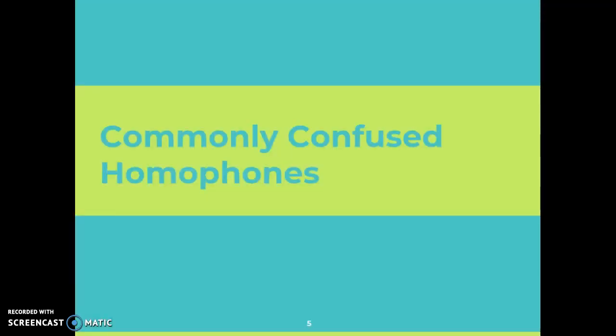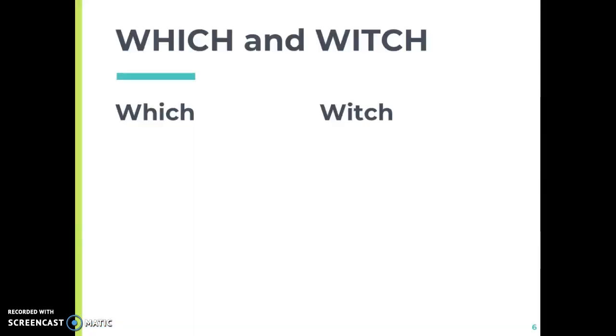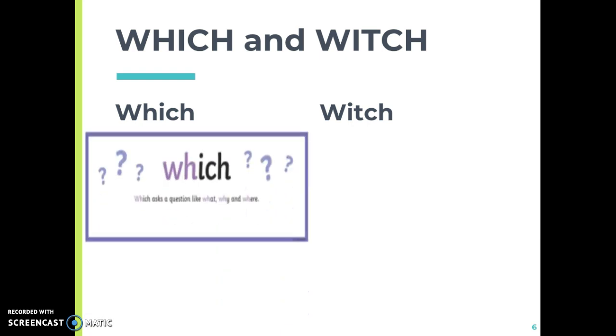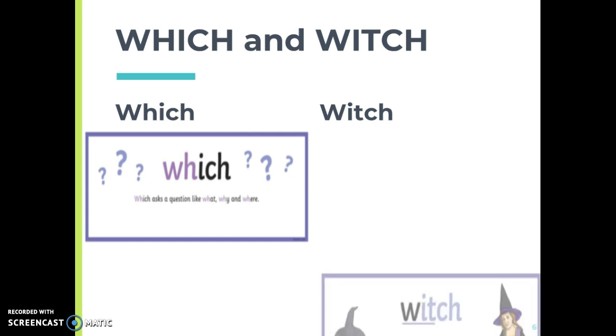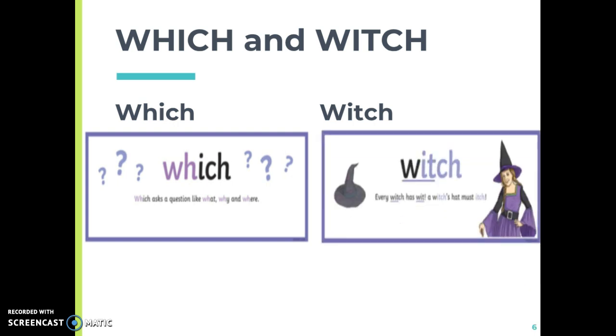Now let's look at some homophones that are commonly confused with each other. First, there's which and witch. The first which, that starts with WH, asks a question about choosing between different options, like which flavor of ice cream do you want, chocolate or vanilla? The second witch has a T in the middle and refers to a scary woman on a broomstick.